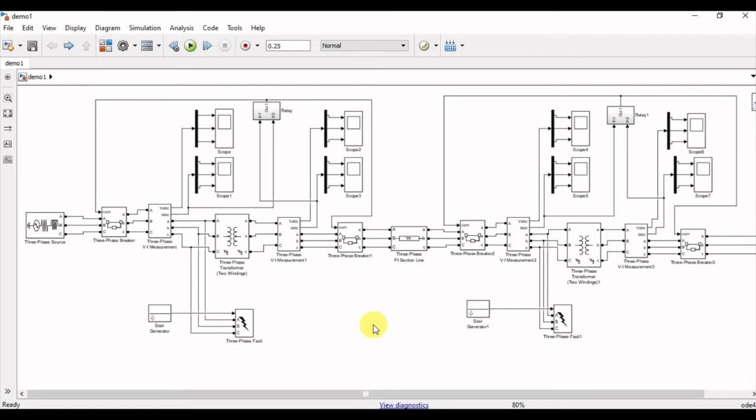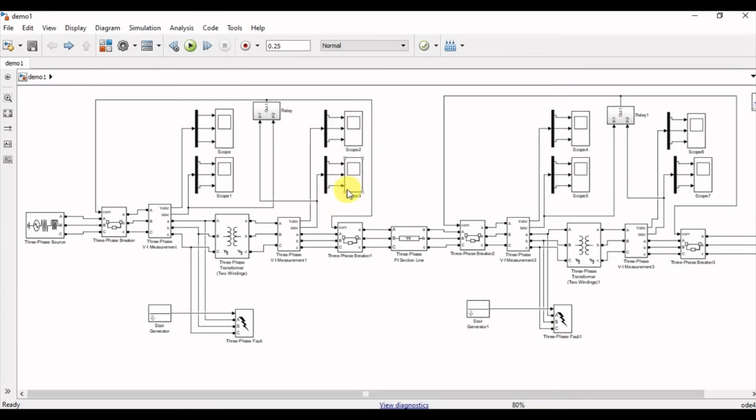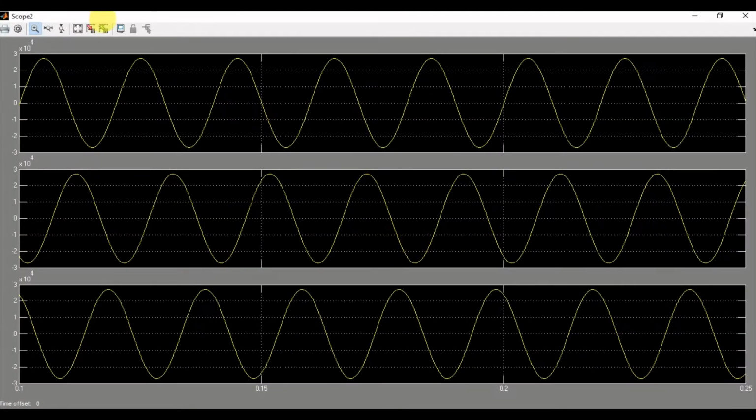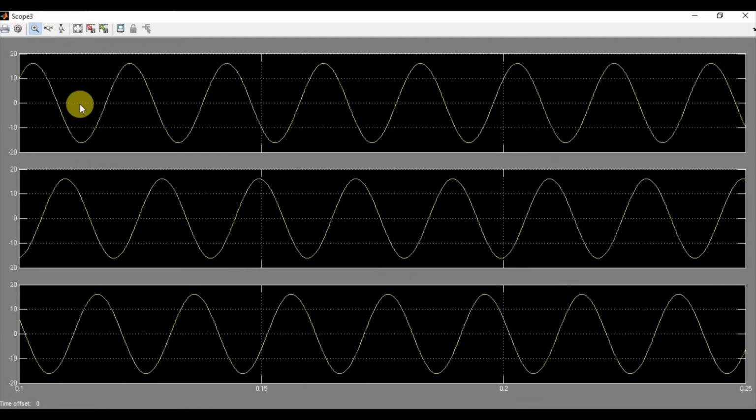Now before generating the fault, let's simulate the system in the OK condition. So I am simulating my system and let's see the voltage and current at the output of transformer number 1, which is my step up transformer. So this is my voltage. This is the 3-phase voltage at the output of transformer number 1. This is current at the output of transformer number 1.